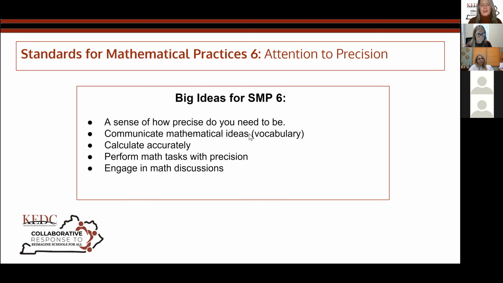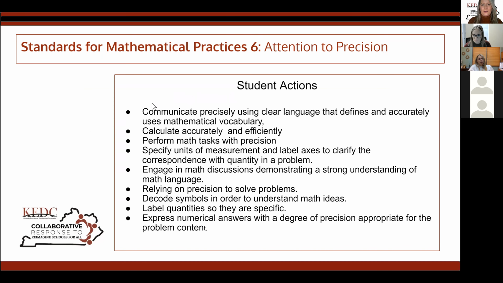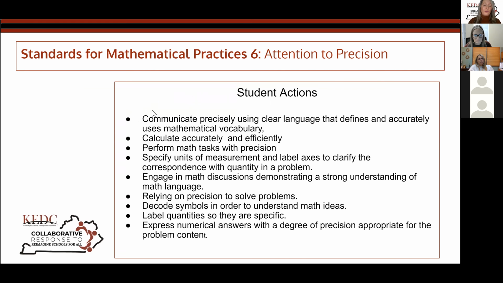So when we think about our number 6, we want to see them using clear, precise language. And we want to see them calculating accurately. We want to see them doing math tasks with precision. We want to hear them engaging in math discussion. And that again goes back to the math classroom not being a quiet classroom. Relying on precision to solve problems, decoding symbols is another way that we show that we're paying attention to precision.